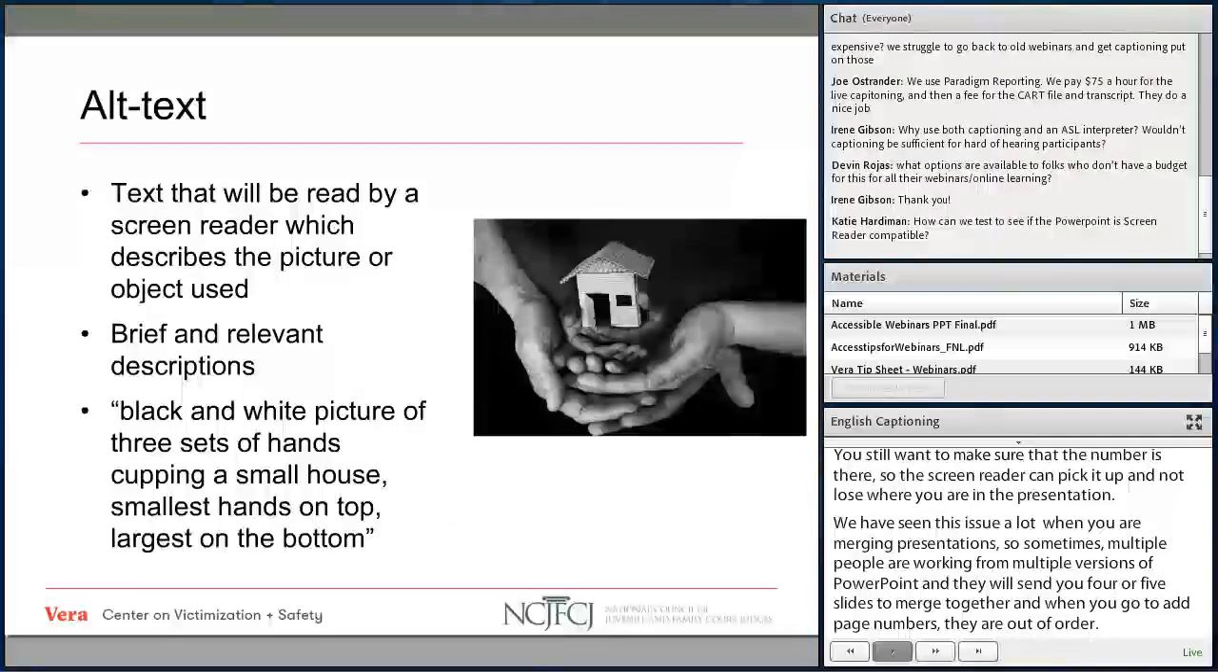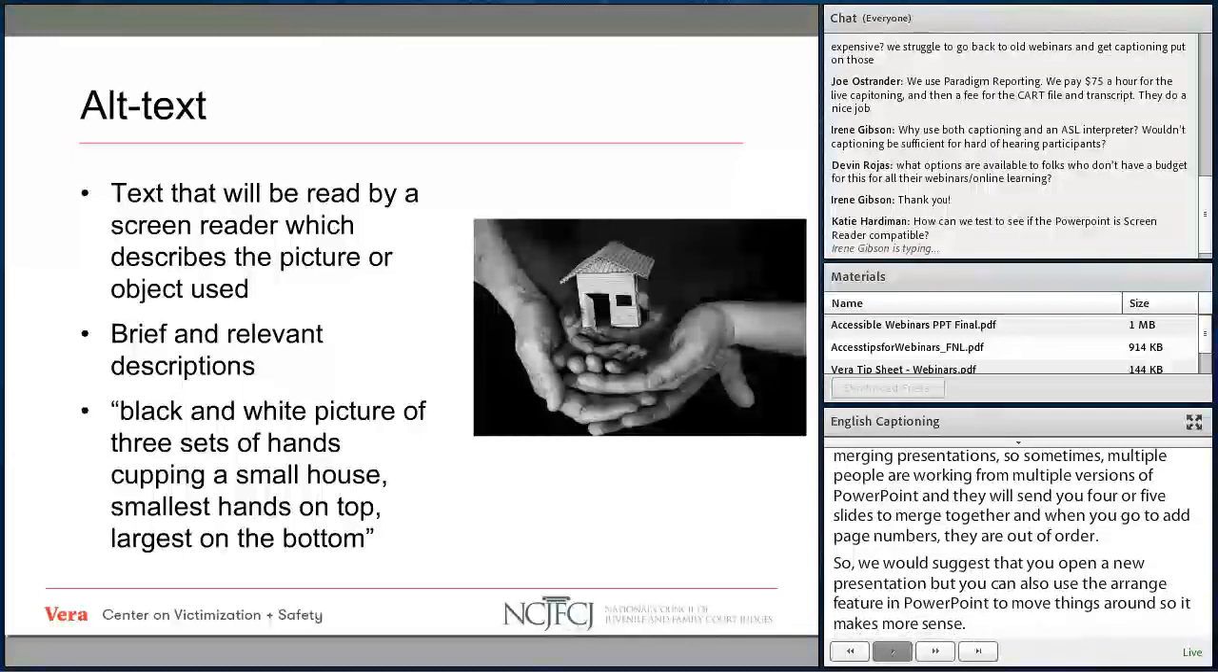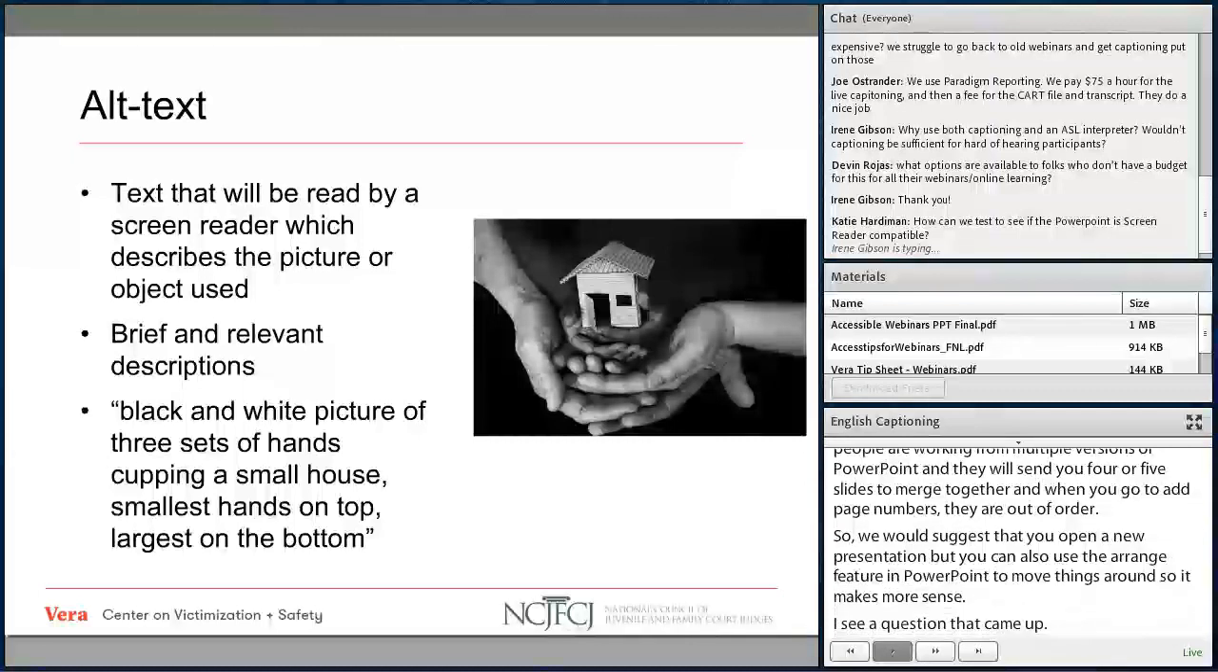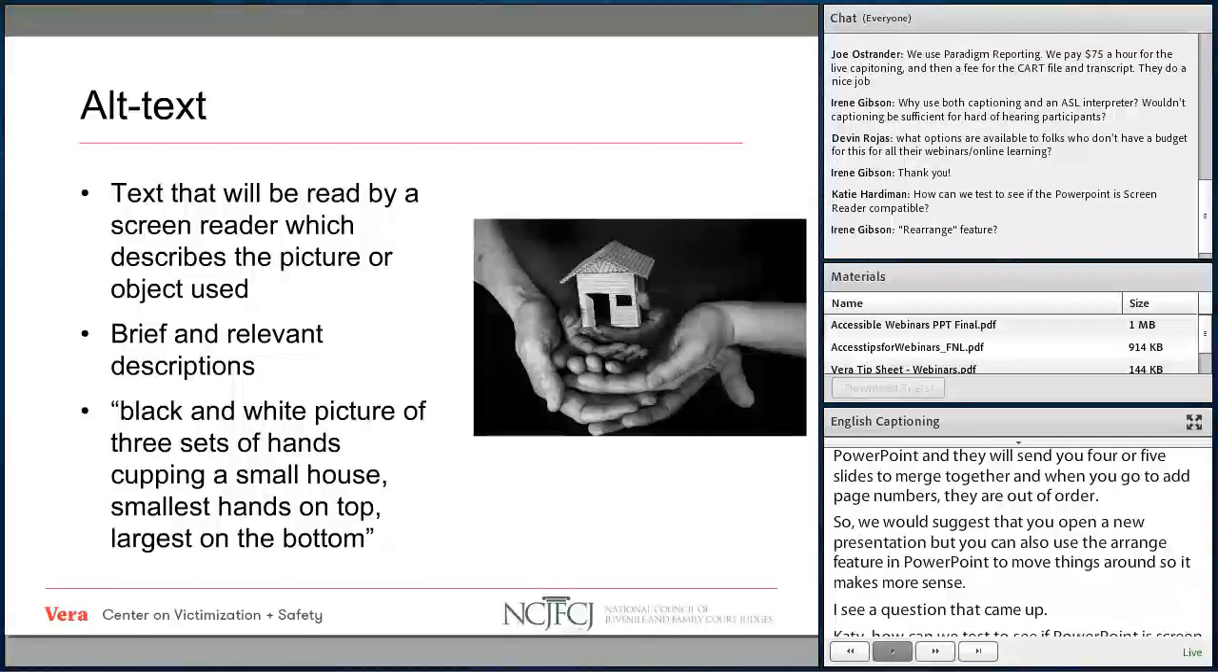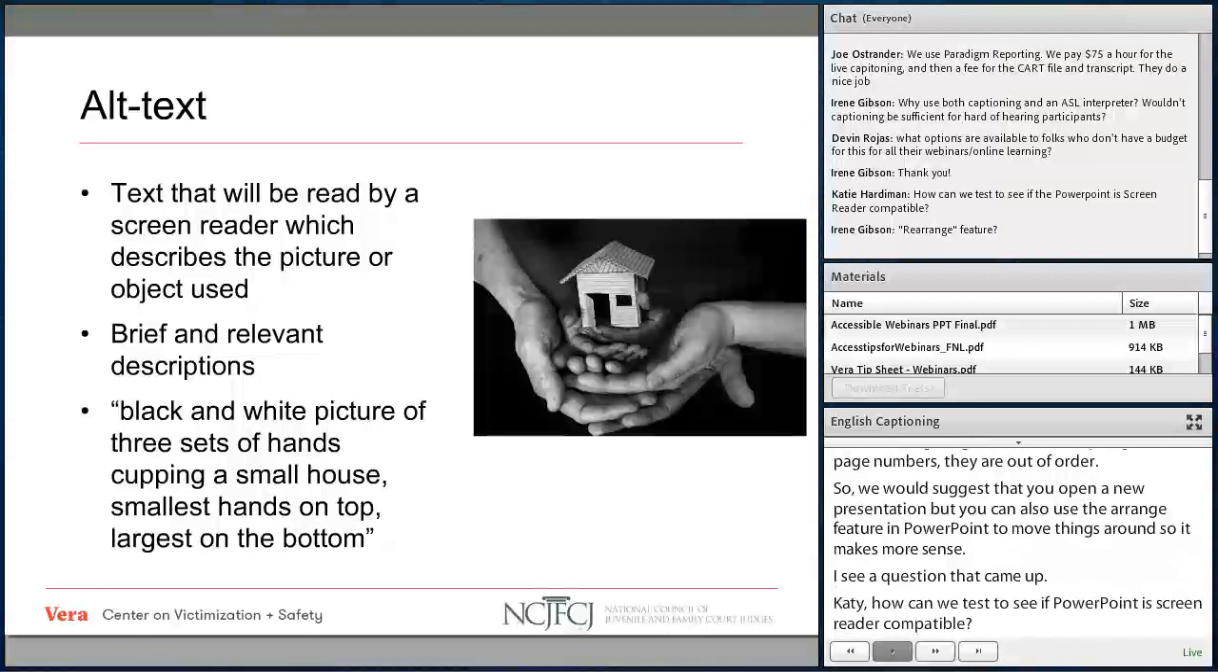I do see a question that came up, Katie, how can we test to see if the PowerPoint is screen reader compatible? I will get to that in just a couple of slides, but in newer versions of PowerPoint, there is a checker built in.